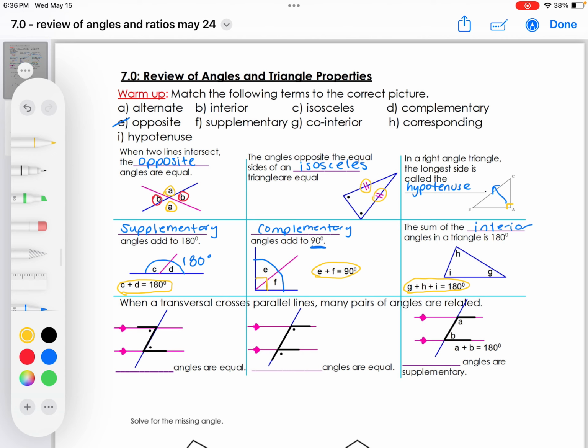Okay, so the next set of angle relationships have to do with transversals. A transversal is a fancy word for a line that crosses parallel lines. So we often use arrows, those are full pink arrows there.